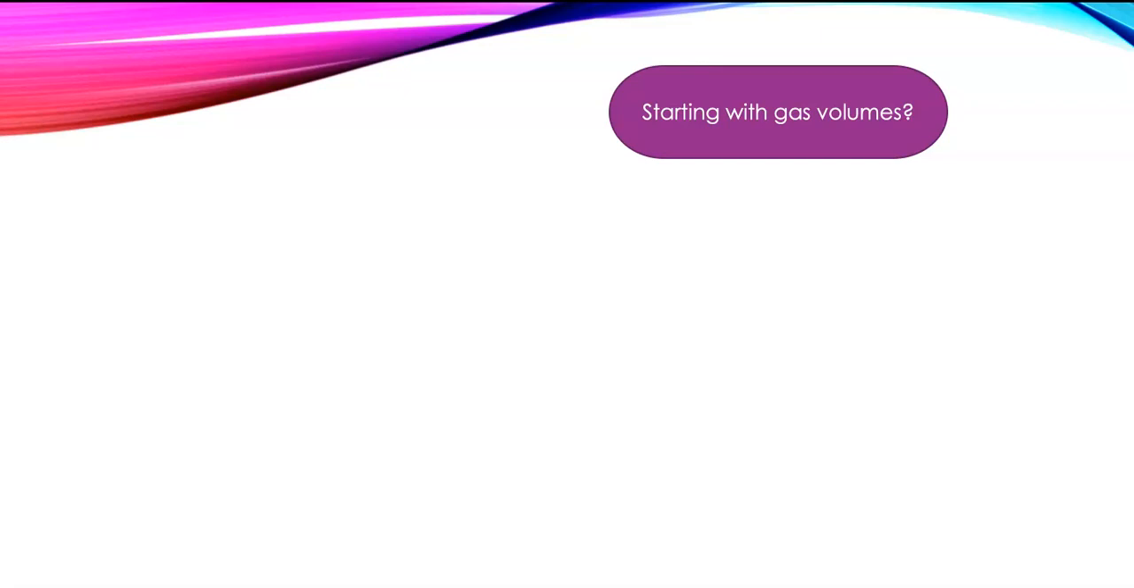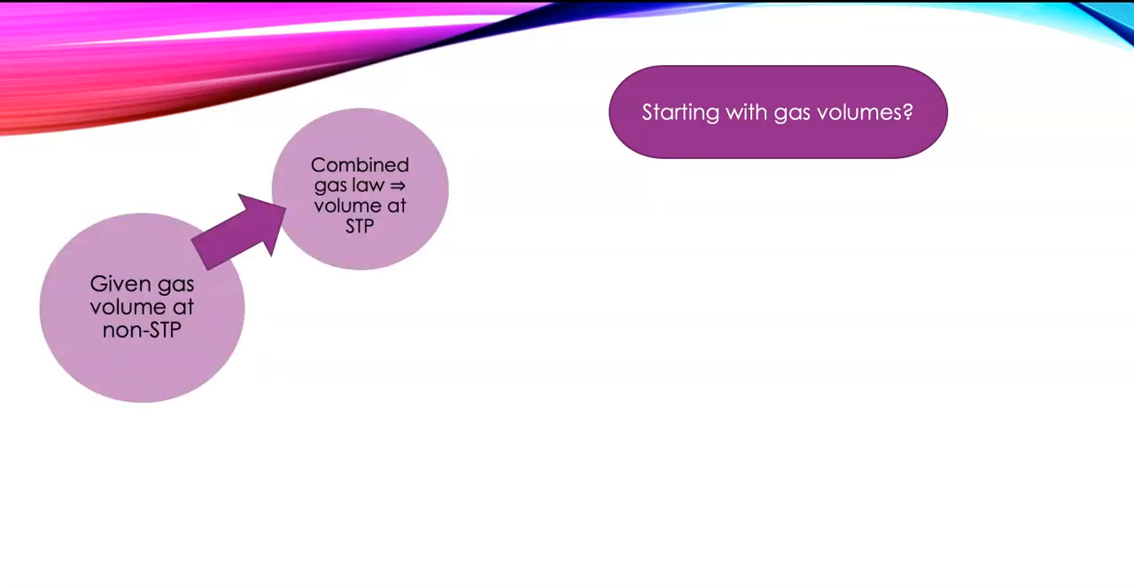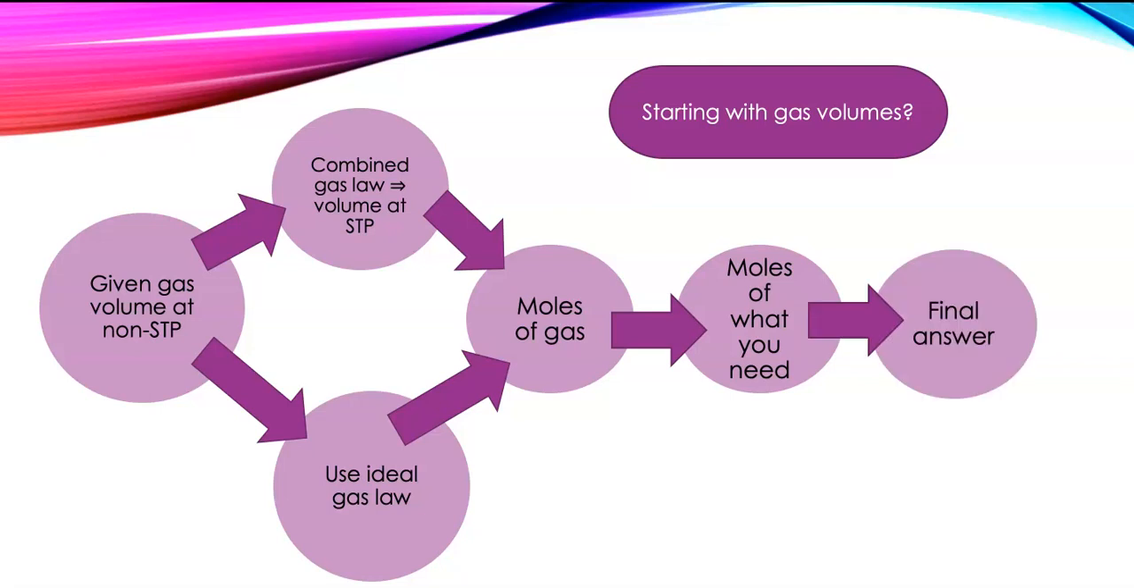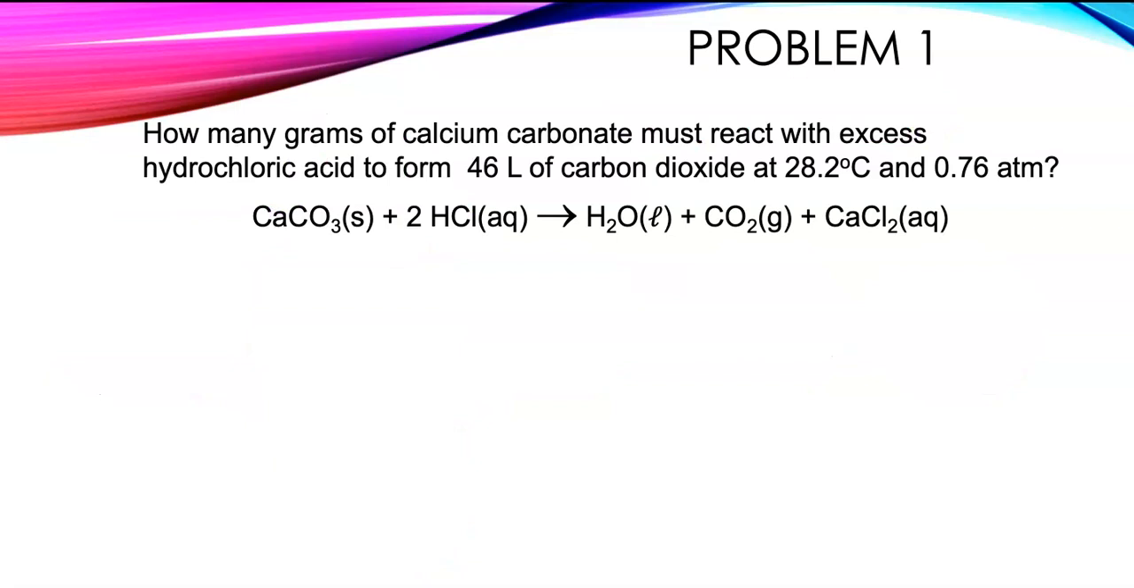Sometimes students find it helpful to have a visual roadmap through these problems, so I actually put one together. If we're starting with a gas volume not at STP, we could use the combined gas law to find the volume of that gas at STP, and then use the molar volume of a gas to find moles of the gas. Alternatively, starting with the gas volume, we could use the ideal gas law to get to moles of the gas. And then we're going to do our stoichiometry calculation to find moles of what we need and to calculate whatever that final value needs to be. So let's do a problem of that type.